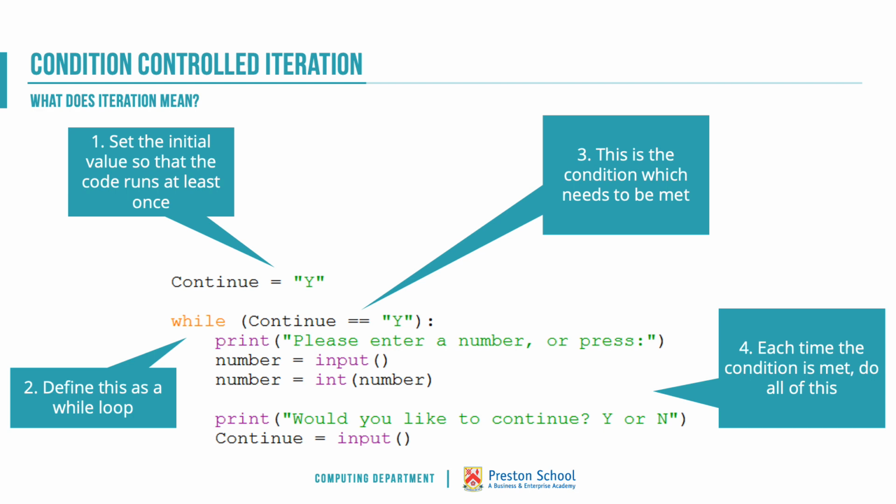Here's how it works in Python. We need to set the initial value. We need to set continue to y so that the while loop kicks in the first time round. We define a while loop with the word while, which should go orange if we do that properly in Python. We then need to say if continue equals equals y. The double equals, remember, because we're comparing two things, not setting a value. We then indent everything that we want to be part of that while loop. If you put the colon at the end, it will do that automatically. If you don't put the colon at the end, it's not going to work. So do.